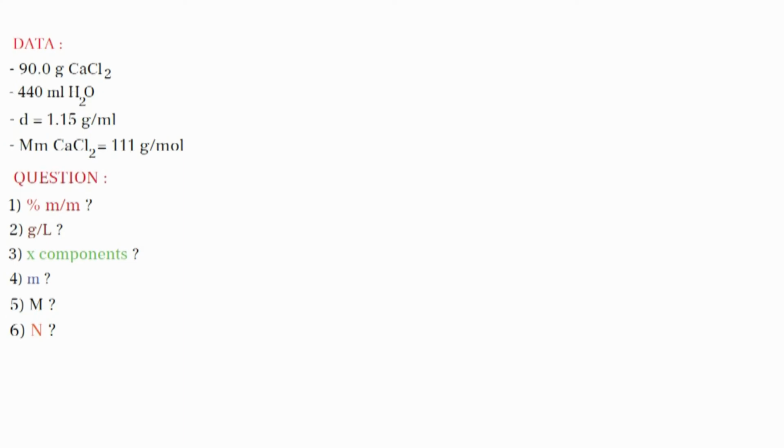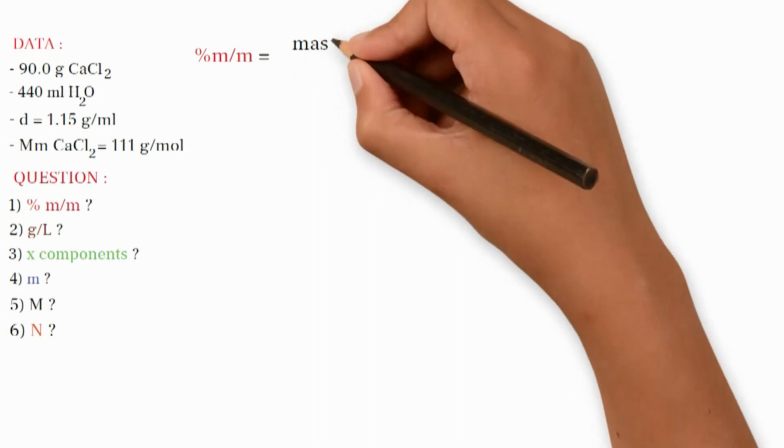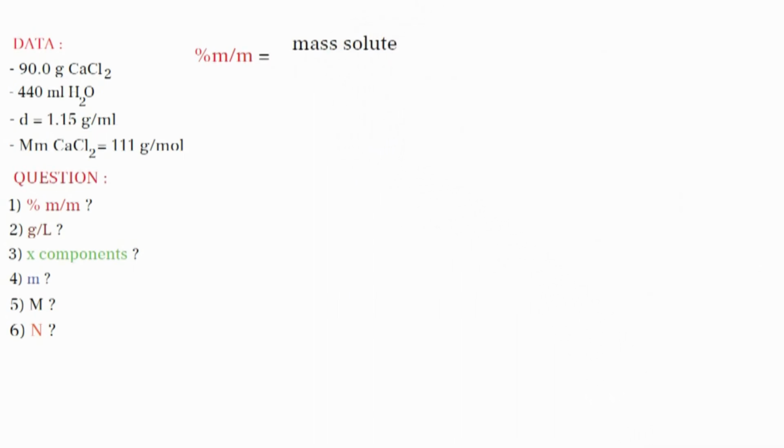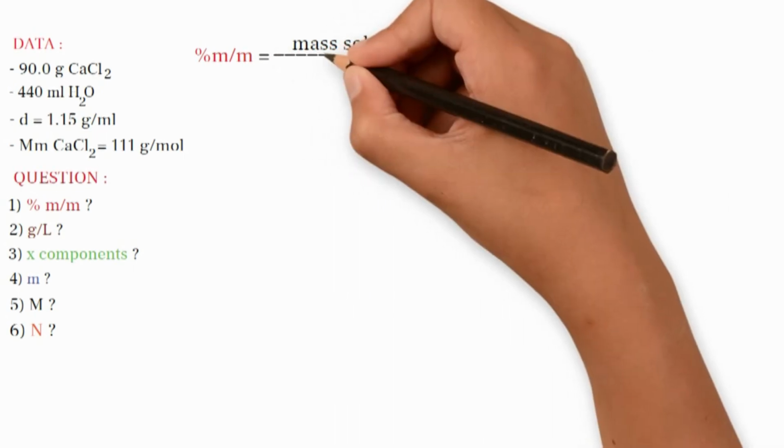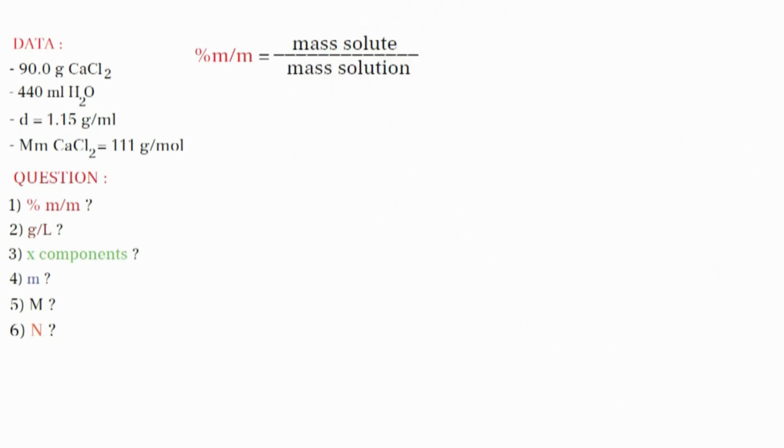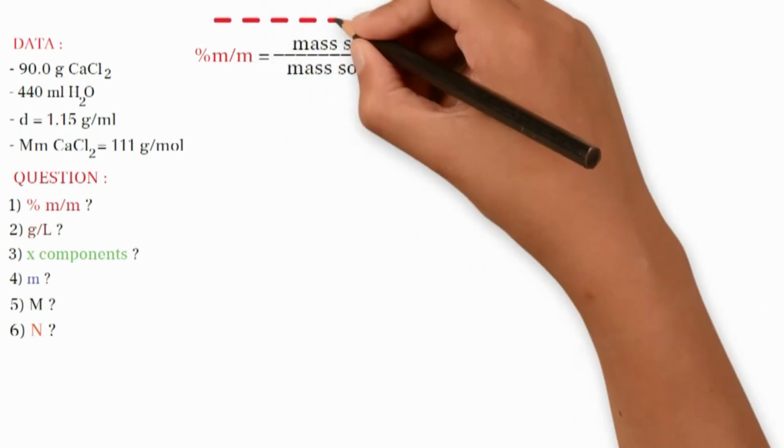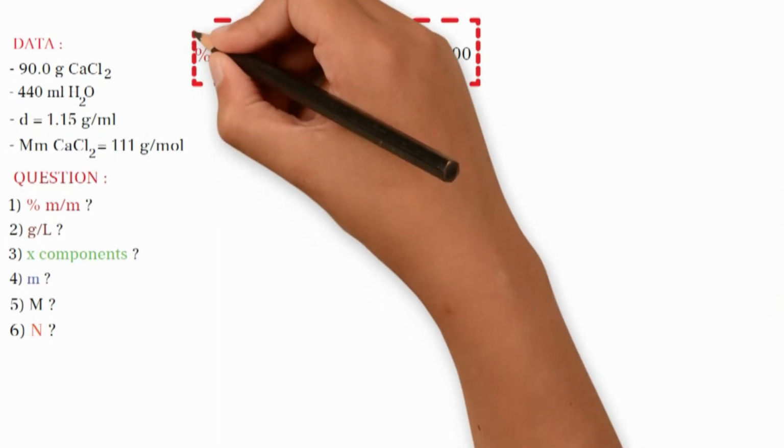Let's start from the beginning, from the first question. Percentage by mass, what is it? Percentage by mass is the mass of solute divided by mass of solution times 100. Let's take this in mind.